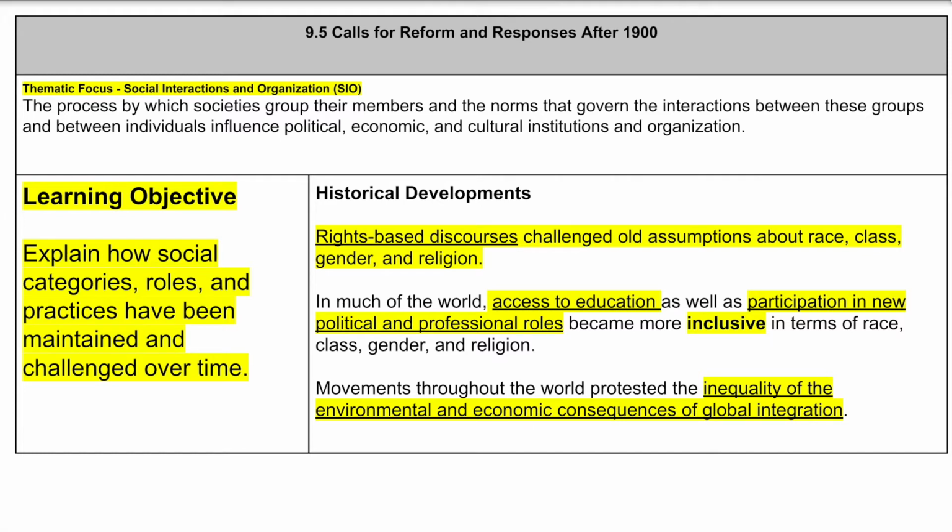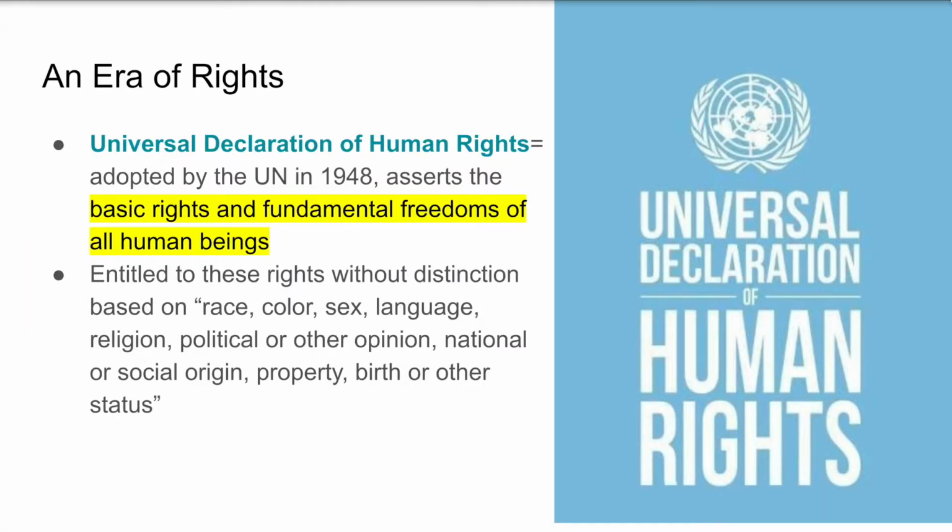So movements throughout the world protested inequality and the environmental and economic consequences of global integration, which derives from colonialism, industrialization, imperialism, and the growing globalization issues here. So, an era of rights.